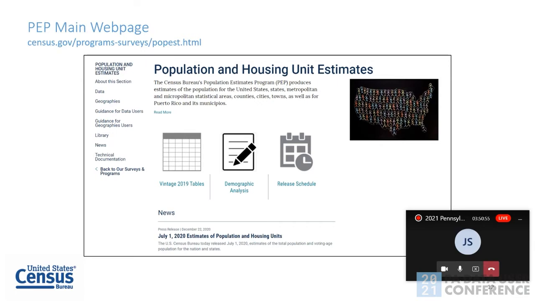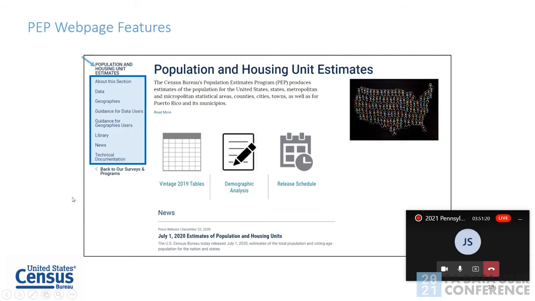We will look at examples of how to access tables and data sets, but first let's look at some of the features that are a little bit hidden. I want to point them out to you because it might not be totally intuitive how to access those features on our web page. There are several features in the highlighted area that provide background information about the estimates. Let's start with the About This Section link.